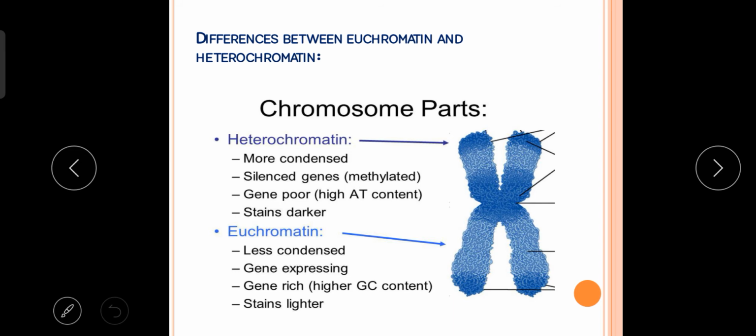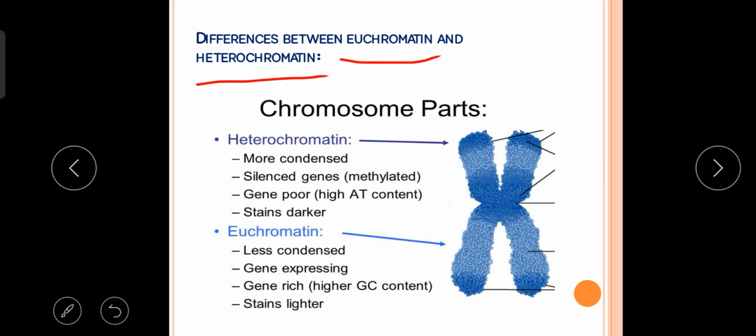As you know, the chromatin network is nothing but the long thread-like structure of the chromosome during the interphase of the cell cycle. Now this chromatin network has 2 different parts. One is called the euchromatin, and one is called the heterochromatin. So what is the difference between euchromatin and heterochromatin?